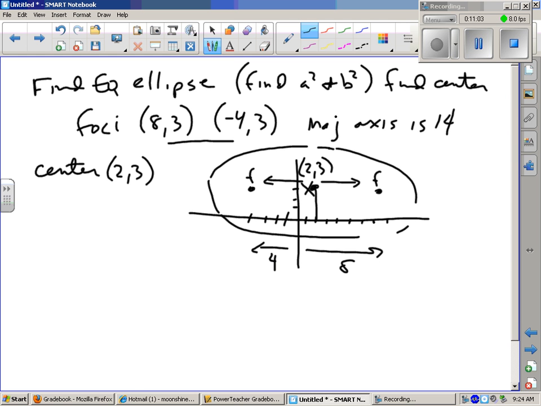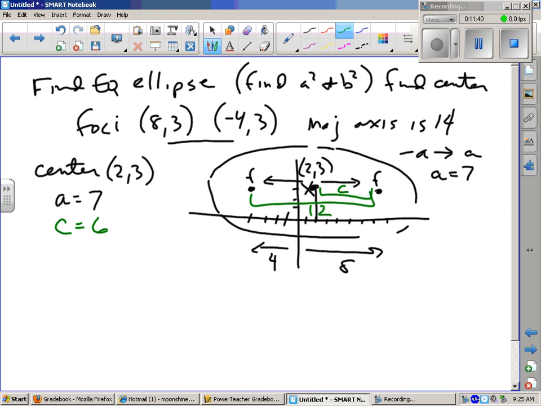Major axis is 14, so from negative a to a is a distance of 14. That must mean a is 7. Now I don't know anything about b. I don't know how tall this thing is, but I do know the focus points are at 8 and negative 4, a distance of 12. So from the center to a focus is c, and that would have to be 6.